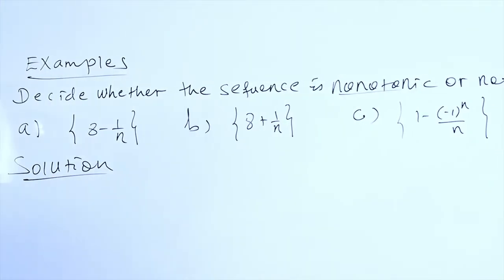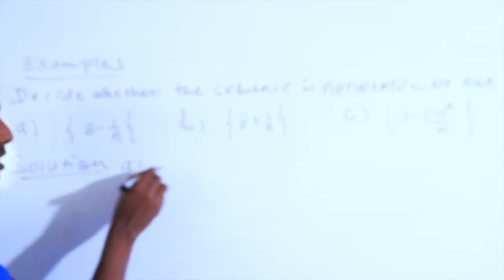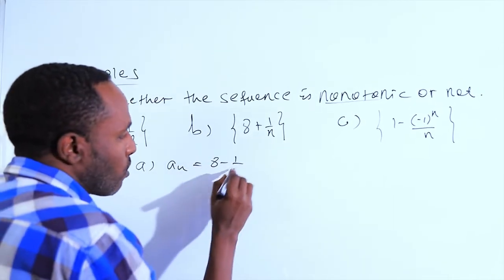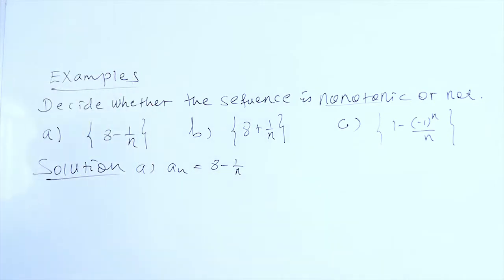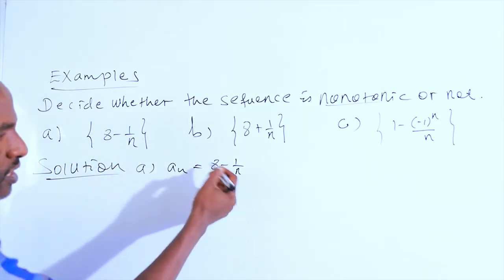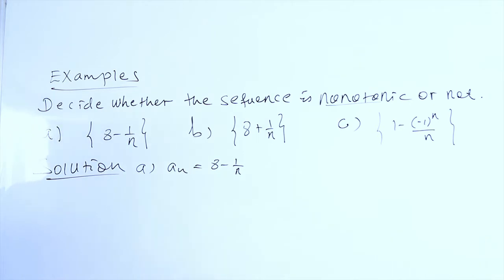The first part as a solution, A part says that the sequence an is given here as 8 minus 1 over n. Now from this let's see the first few terms of functional values of the sequence.